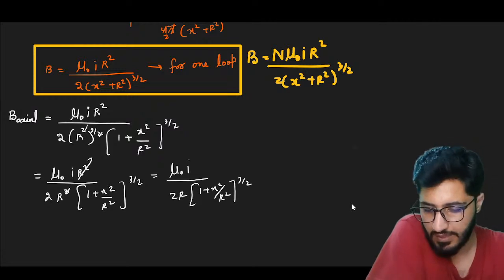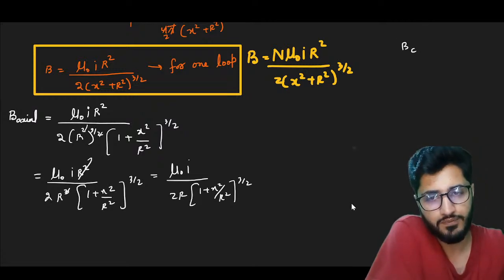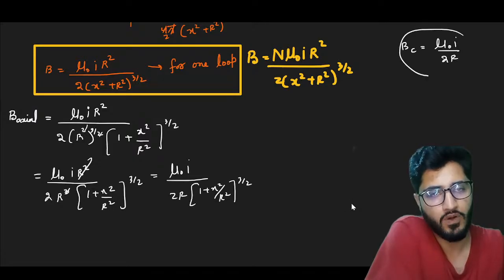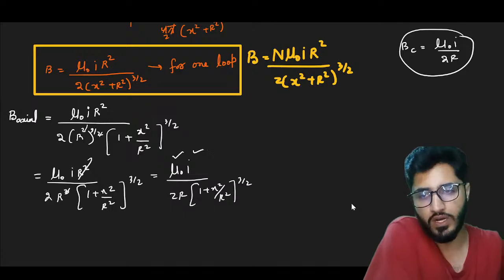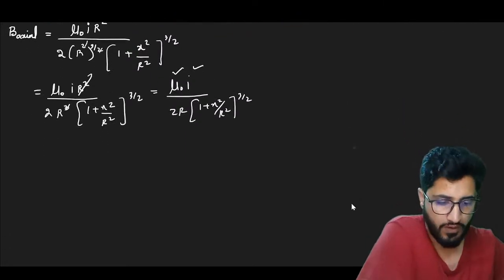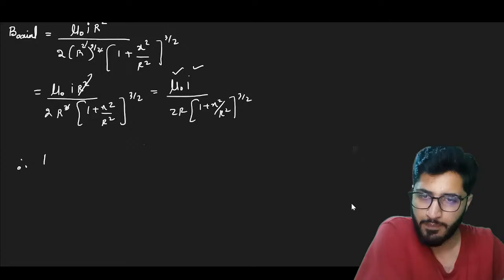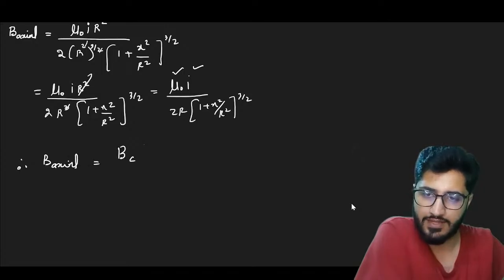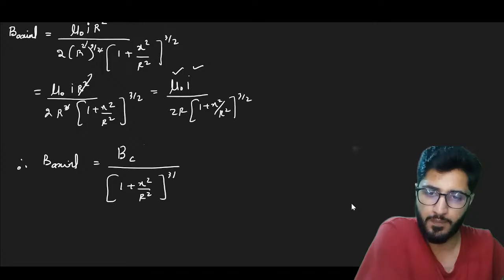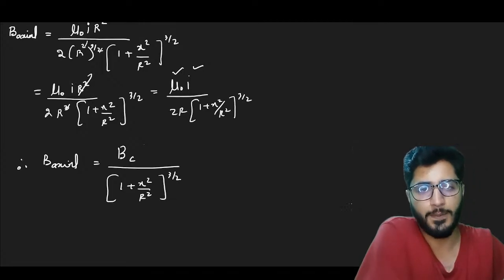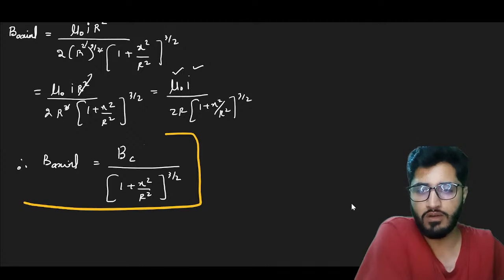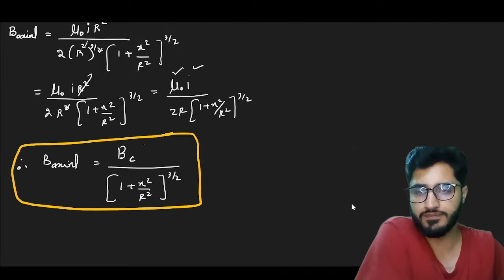Okay, now tell me what is the magnetic field at the center? Is it nu naught I divided by 2r? Okay, nu naught I over 2r. Therefore, what I will write here: B at an axial point equals B at the center of the ring divided by 1 plus x square divided by r square to the power 3 by 2. One more formula that you need to remember.